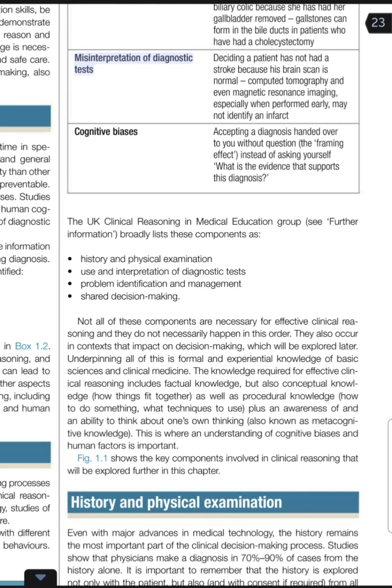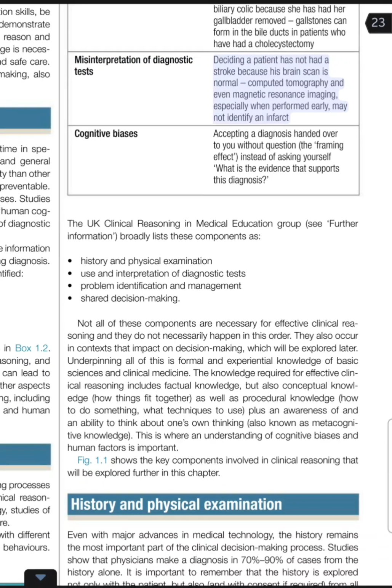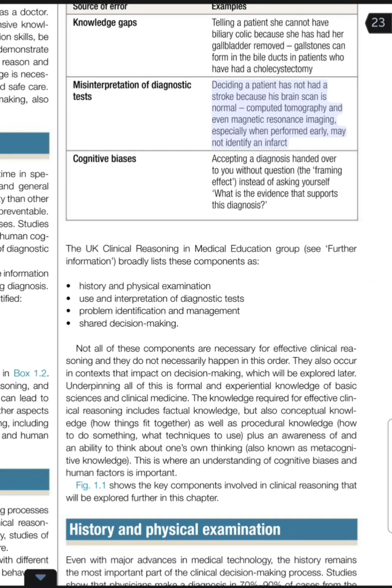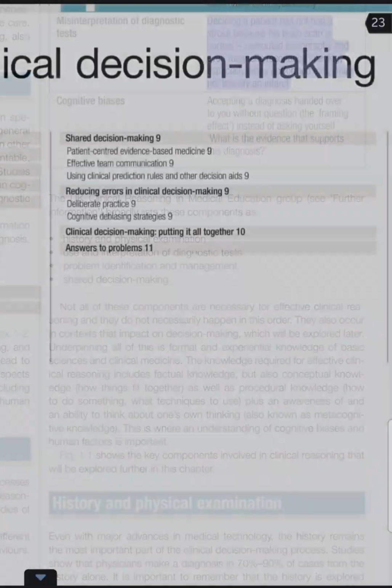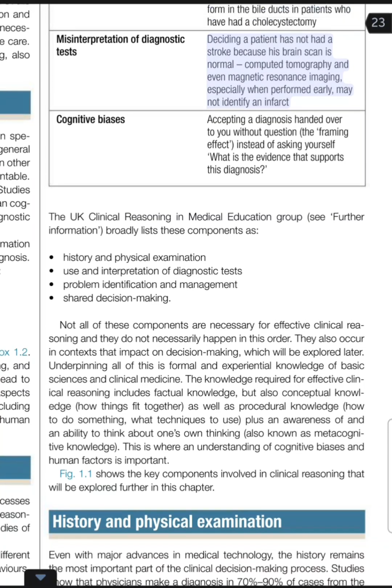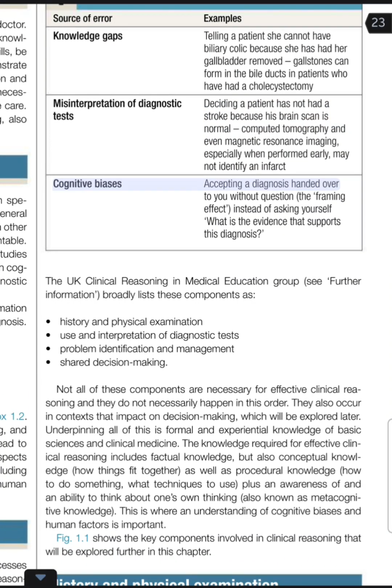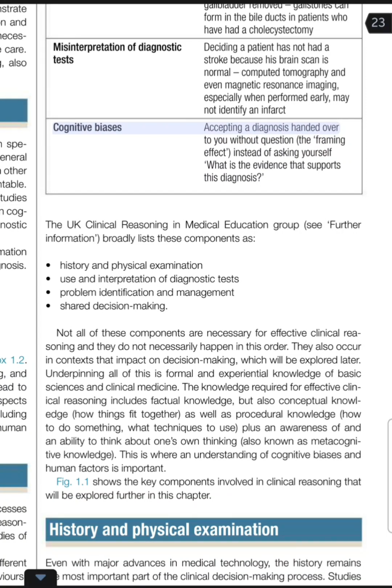Misinterpretation of diagnostic tests: deciding a patient has not had a stroke because his brain scan is normal. Computed tomography and even magnetic resonance imaging, especially when performed early, may not identify an infarct. Cognitive biases: accepting a diagnosis handed over to you without question, the framing effect, instead of asking yourself, what is the evidence that supports this diagnosis?